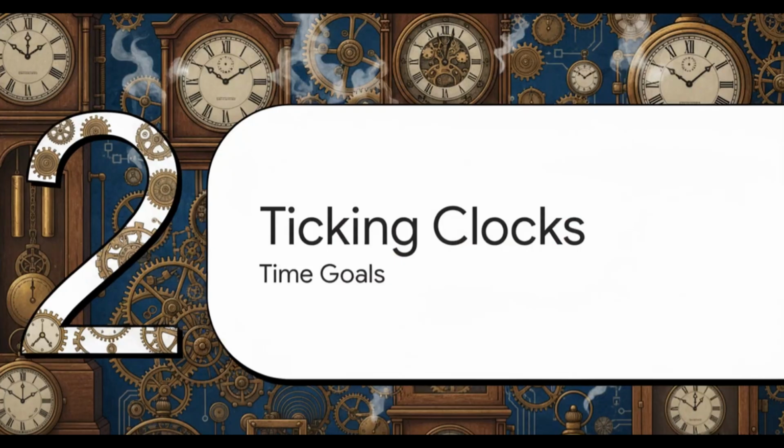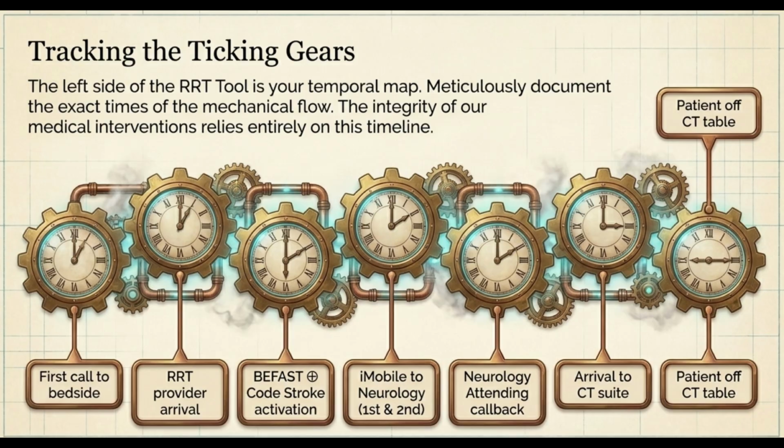Moving on to Section 2, ticking clocks and time goals, beating the timer. In stroke care, time is essentially our ultimate enemy. Because of that, the tool requires you to meticulously document the exact flow of the code. You need to log the time from the very first call. If that BFAST assessment is positive, you log exactly when the code stroke is activated. You've got to track the first and second pages to neurology, when they actually call back, when the patient arrives at the CT suite.